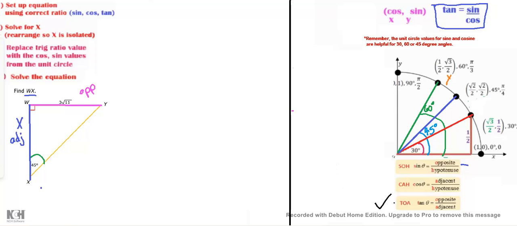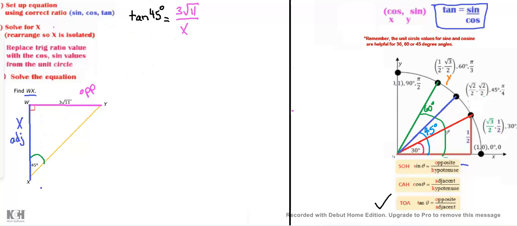I will tell you that these tangent ratios involve a little bit more work, and I'll show you that in just a second. So the tangent is the opposite, which is 3 square root 11, over the adjacent, and that's the one that we don't know. So we did step 1.